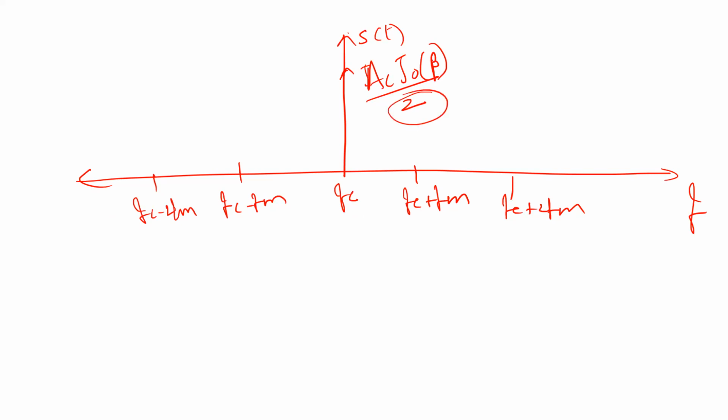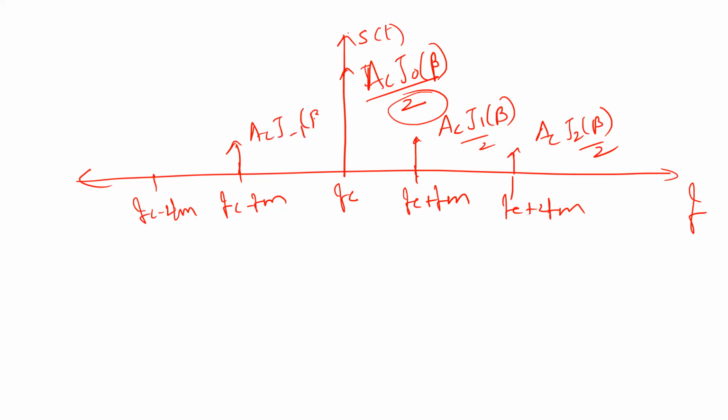Similarly, what will be coming over here? AC J1 beta by 2. AC J2 beta by 2. Here AC J minus 1 beta by 2. AC J minus 2 beta by 2. Minus FM, clear? FC minus 2 FM. Okay.